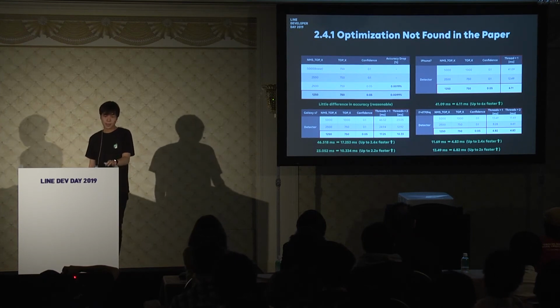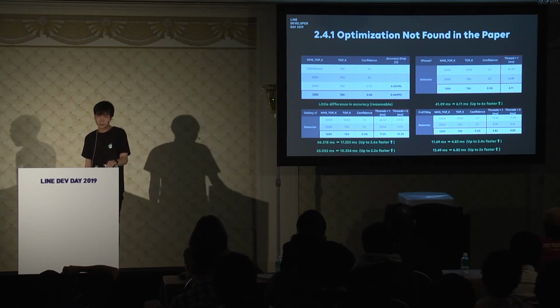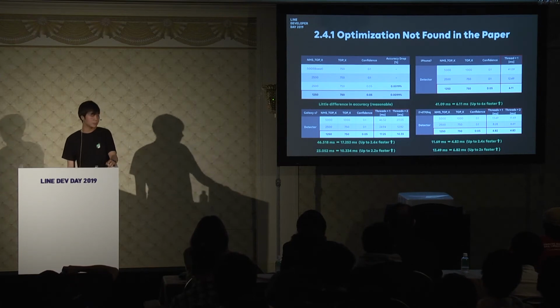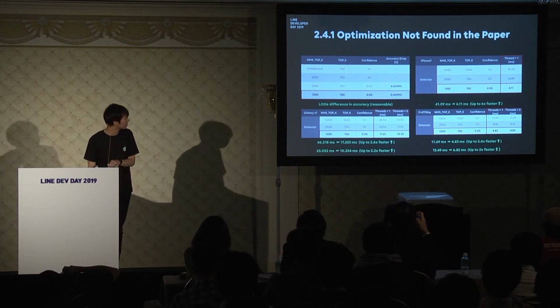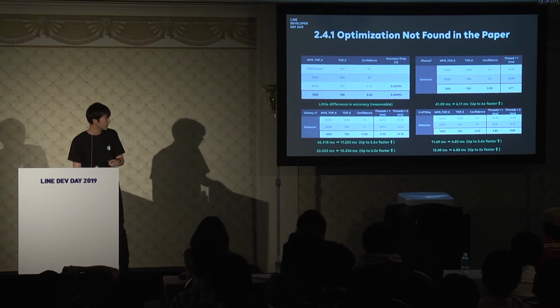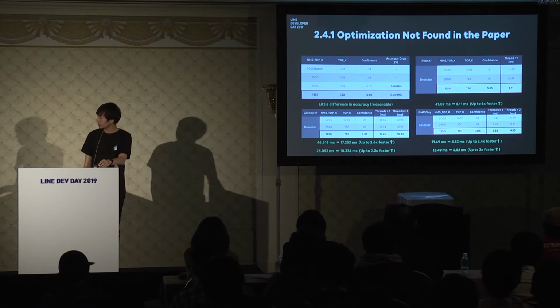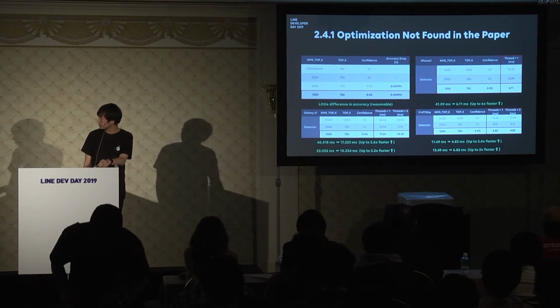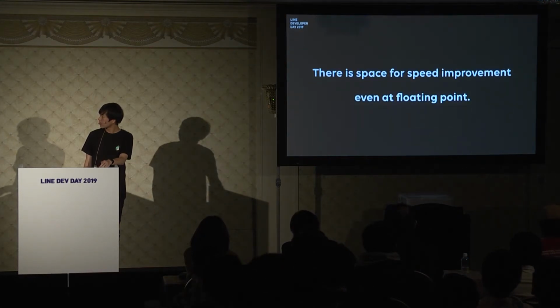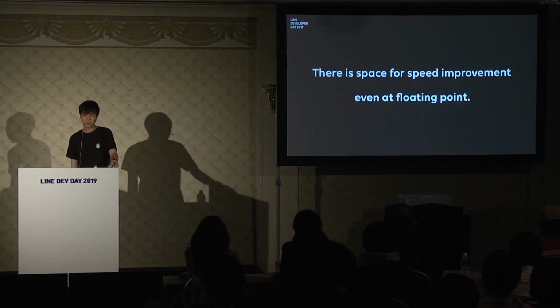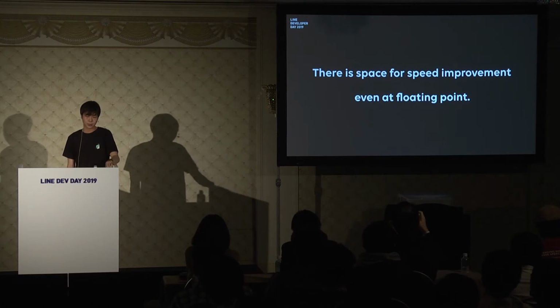However, if you change the NMS top K value from 5,000 to 1250, the speed becomes 6 times faster than before. There is little difference in accuracy, which is really reasonable, because accuracy differs by 0.009, but speed is 6 times faster than before, 2.6 times faster on CPU, and 2.4 times faster on Android. So there is also space for speed improvement even at floating point.